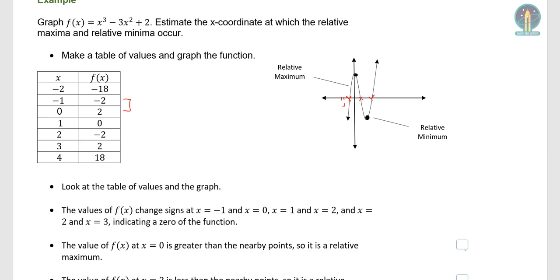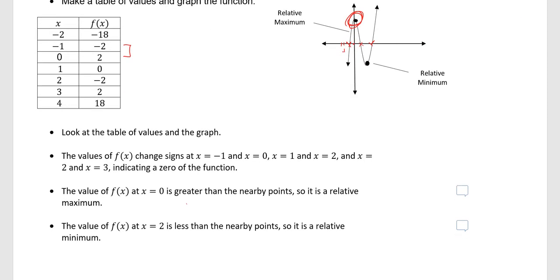So the value of f of x at x equals 0 is greater than the nearby points, and we can see that from the graph. So this is a relative maximum, right? So x equals 0 is a relative maximum. The value of f of x at x equals 2, which is this point, is less than nearby points, so it's a relative minimum. Okay.